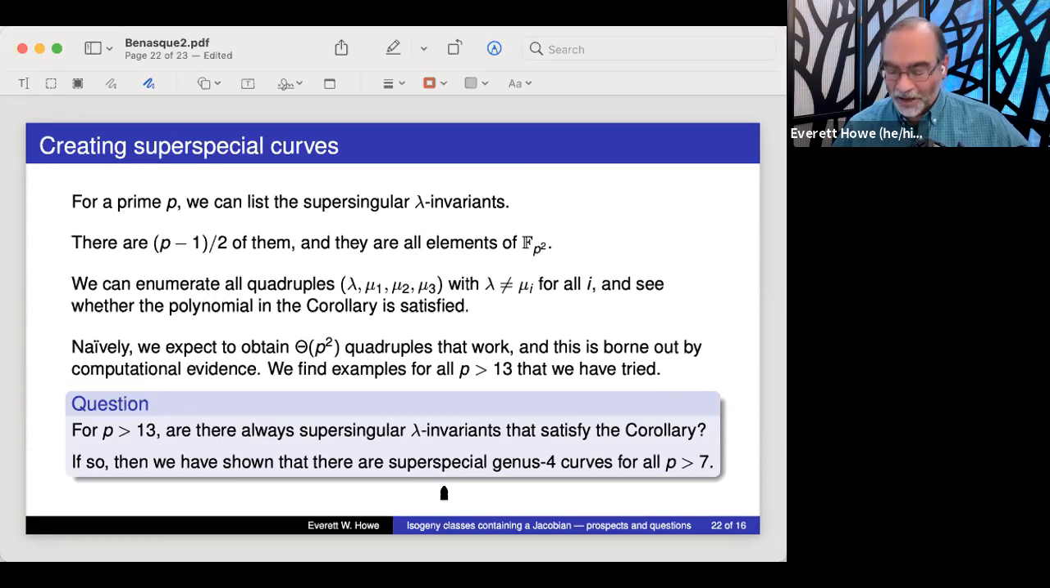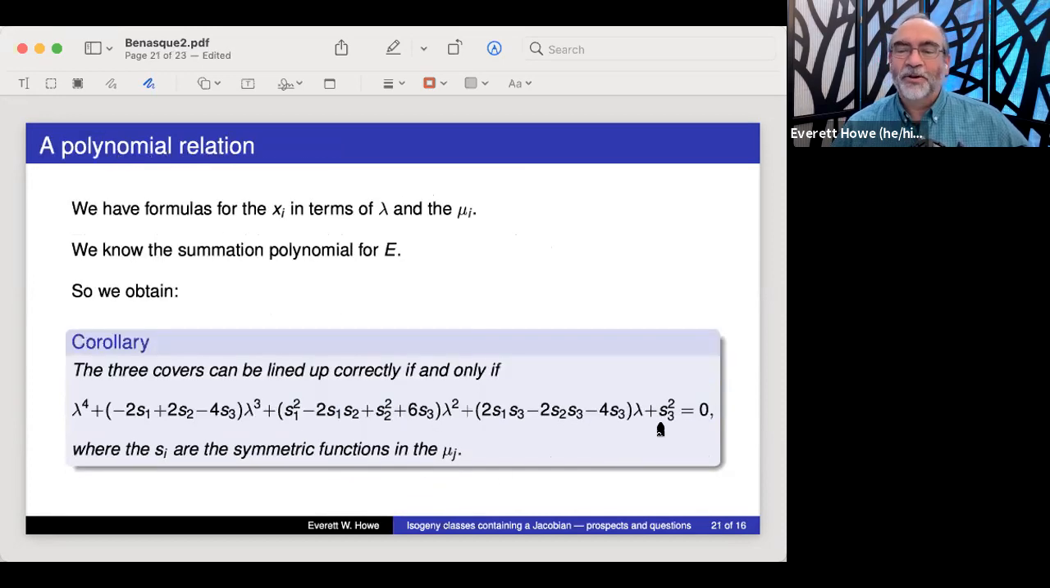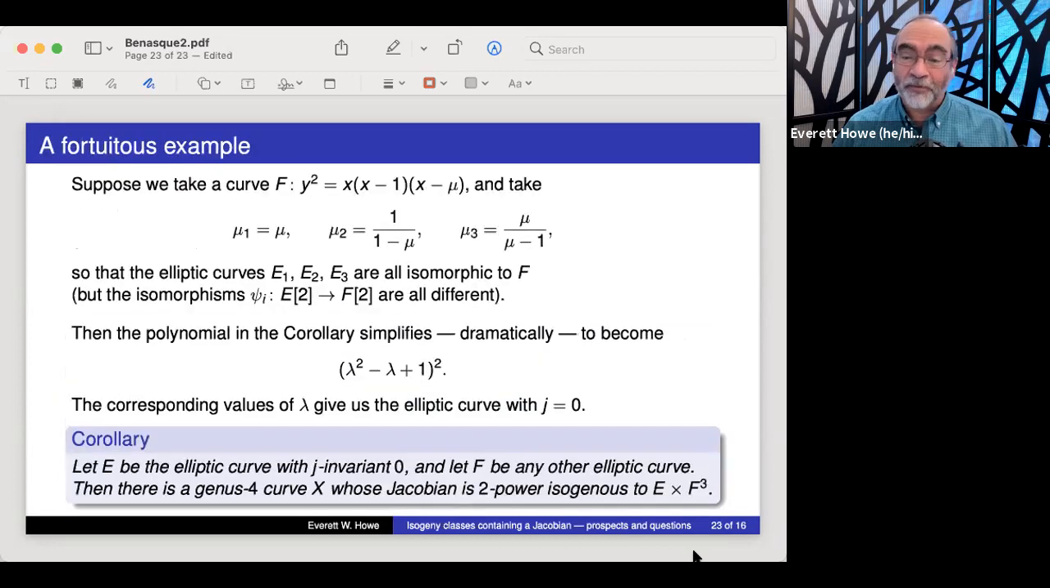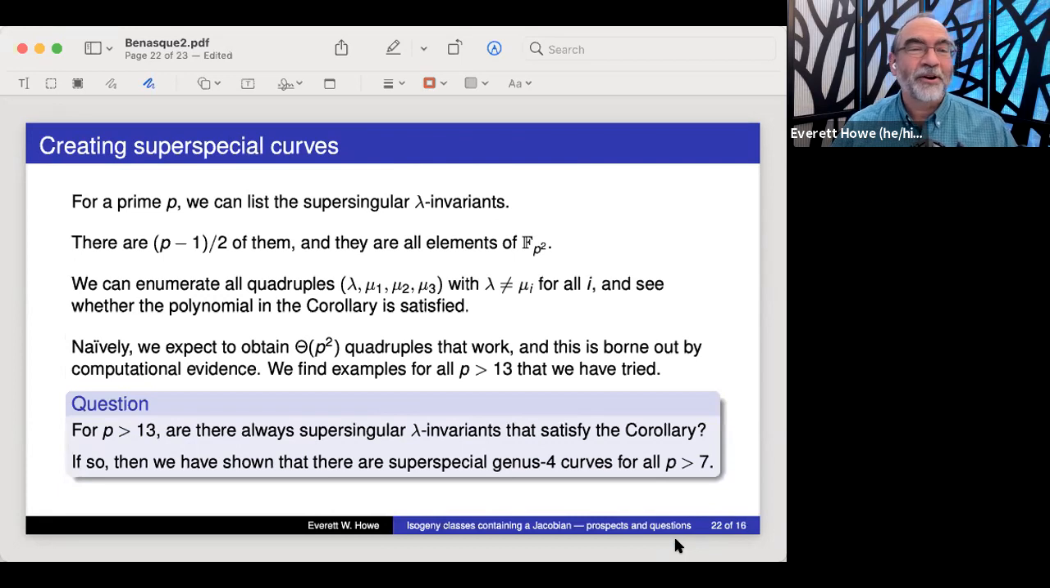The tempting thought is that you've got a simple polynomial, and surely someone should be able to prove that you have enough supersingular lambda invariants that you can plug them into this polynomial and get 0. You would hope. I haven't been able to do that. I also haven't tried that hard yet. So I encourage other people to look at it, because it would be really neat to have a proof that there are super special genus 4 curves in every characteristic.